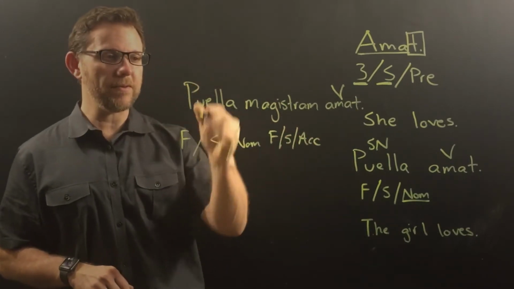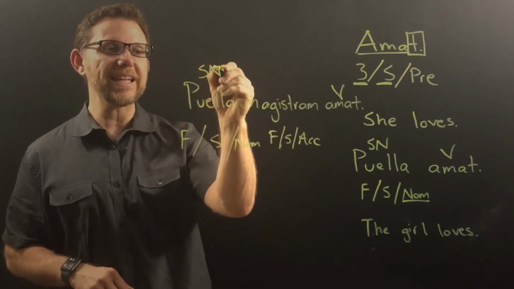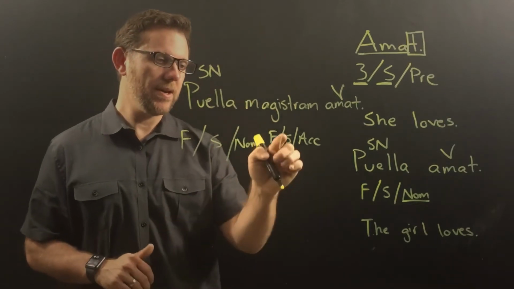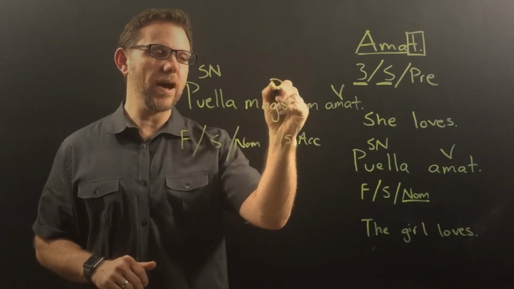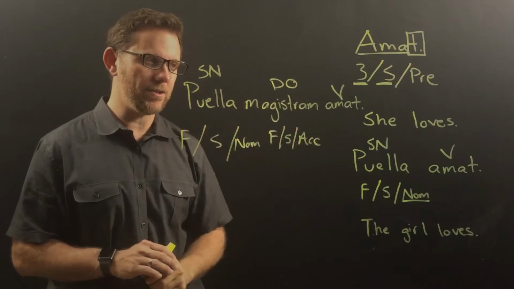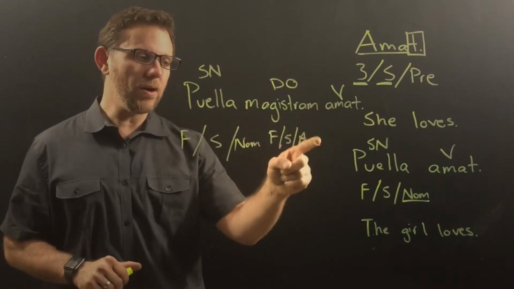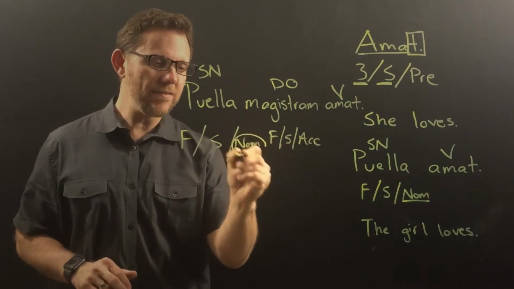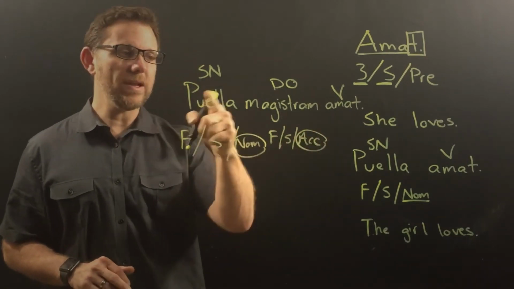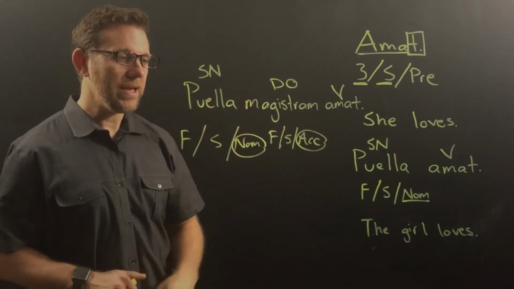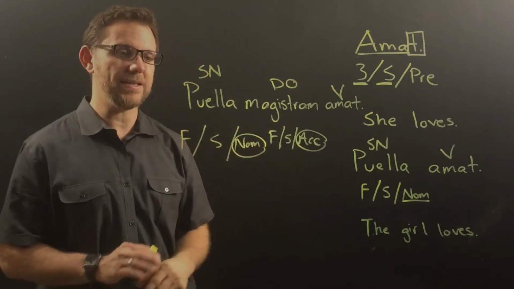Now remember, the nominative case is for the subject, so I'm going to label this noun as the subject, and the accusative case is for the direct object, so I'm going to label this noun as the direct object. So first we find our verb and parse it. We parse all of our nouns, and then on the basis of our cases, we label the nouns of the sentence. Now I should be able to translate this sentence.